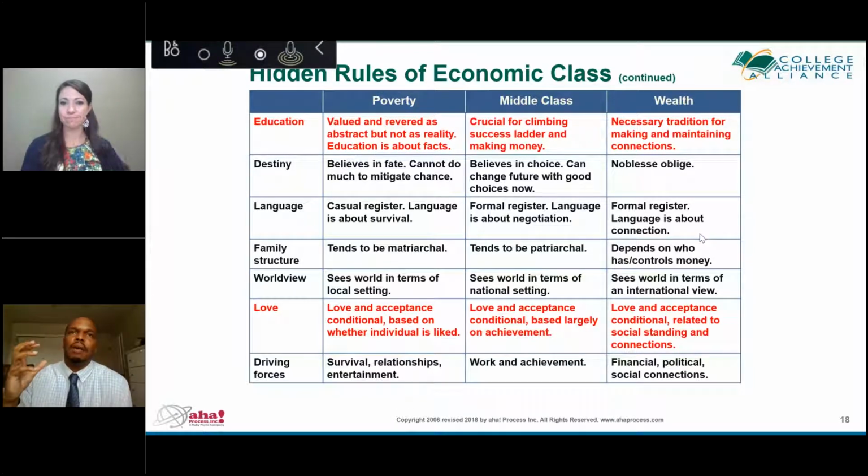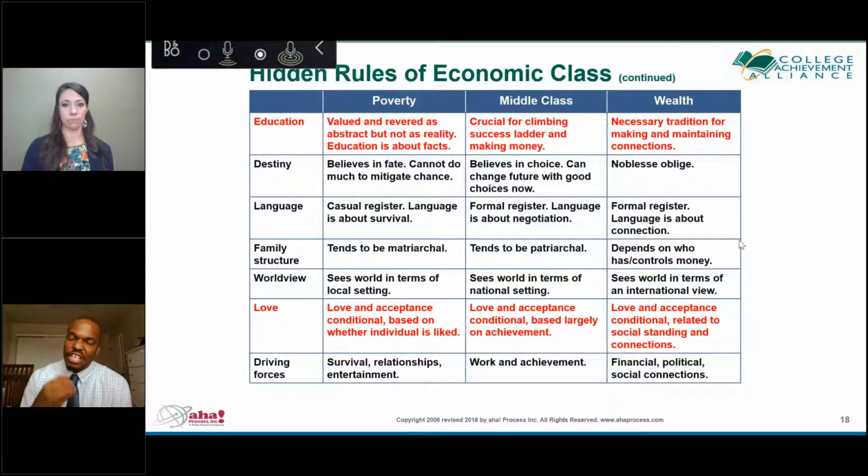And so sometimes people don't make the connection that, well, actually, you're making this investment in yourself. So it's not a debt, it's an investment. And on the back end, the income of it is going to be something that you get a residual from, because now you're putting yourself at a higher starting level going forward afterwards. In the middle class, it's crucial for climbing, so they recognize that. And then, well, it's the necessary tradition of making and maintaining those connections. And so we see that you start thinking about, it's not necessarily going to college, but what type of college are you going to, right? And what type of degree are you getting?